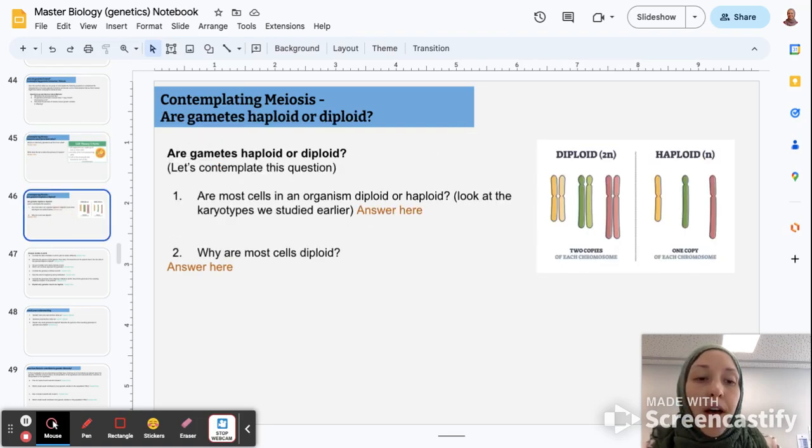Okay, so we have some new vocabulary here. We have haploid and diploid. If a cell is haploid, that means it has one copy of each chromosome. If a cell is diploid, that means that it has 2 copies of each chromosome.